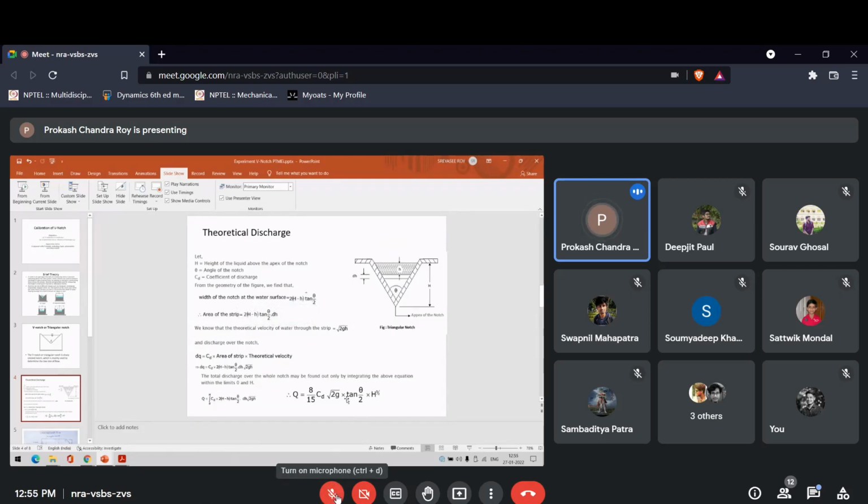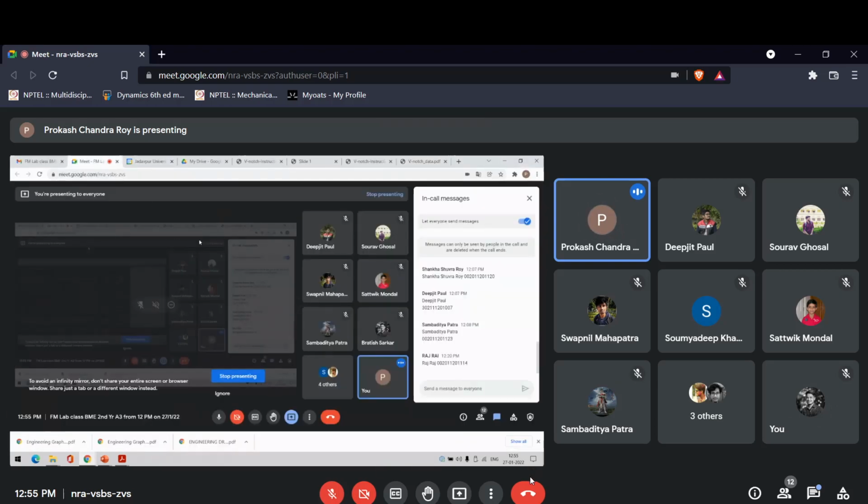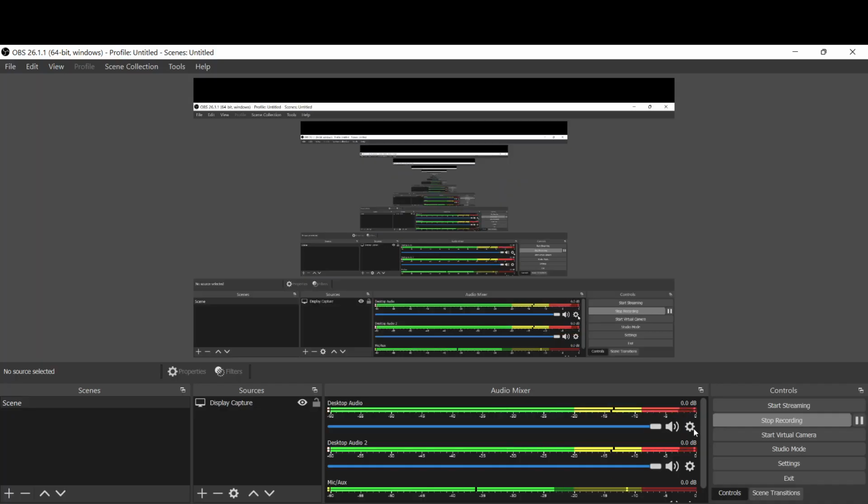So this is a formula. You derive it in the theory section. Okay. Okay, sir, understood. Okay. Thank you.